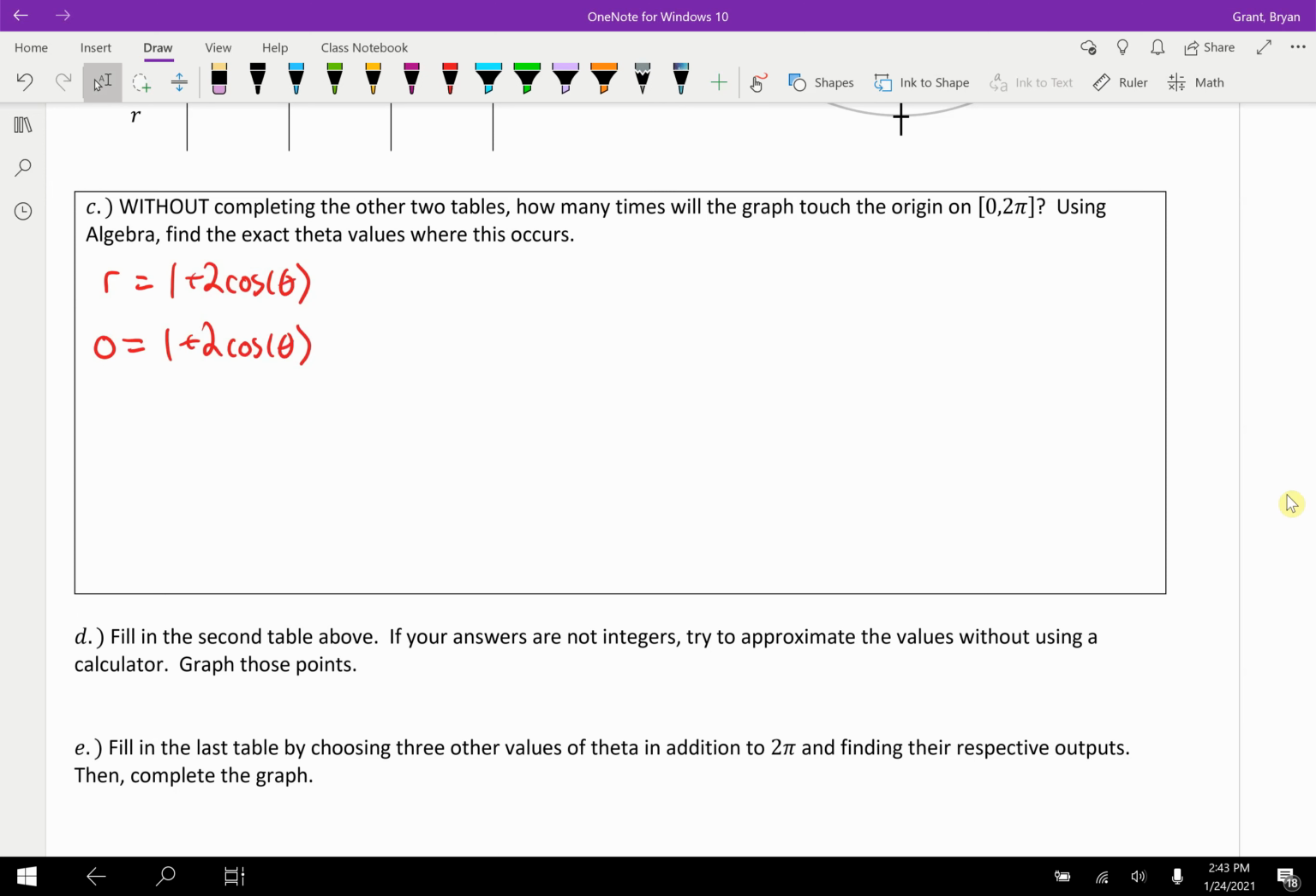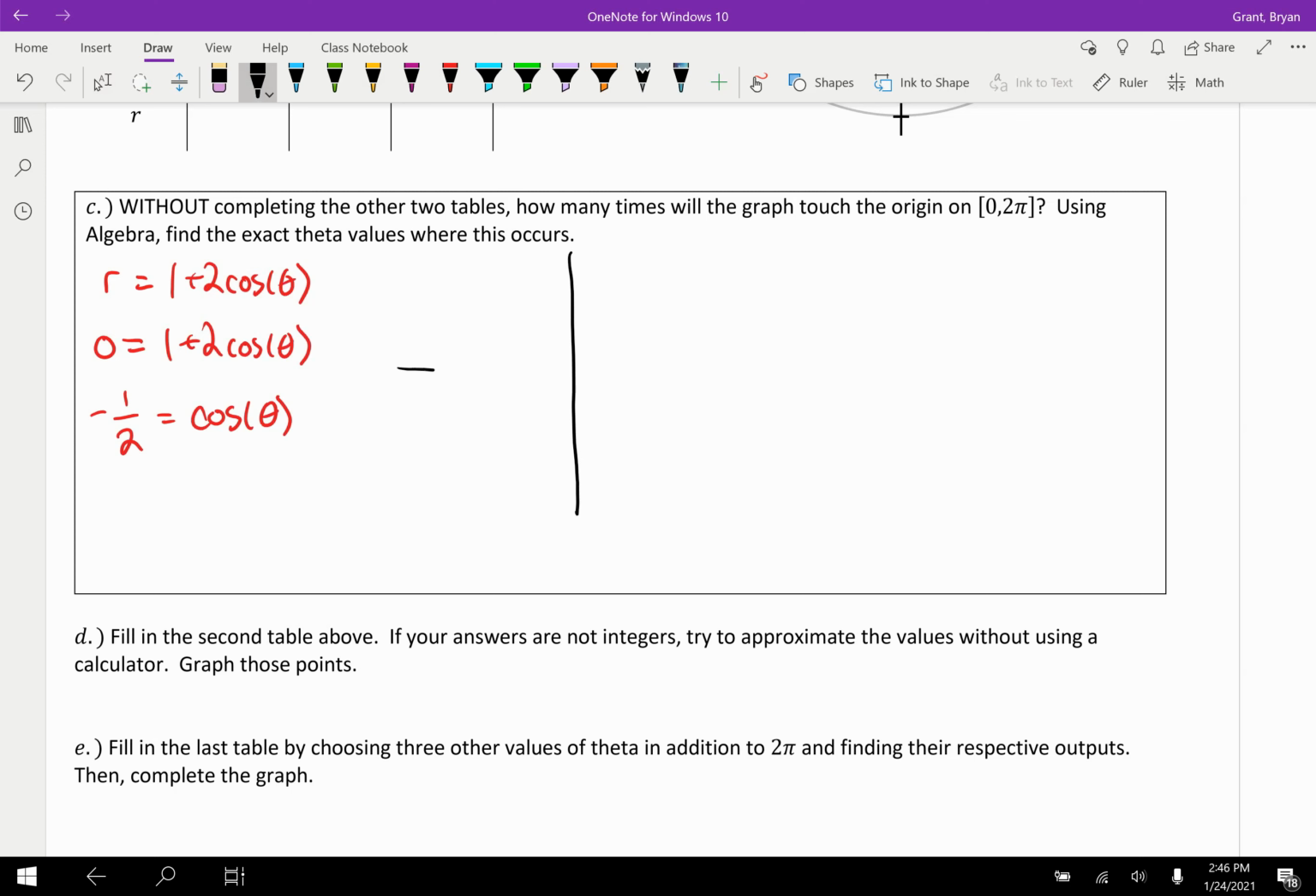Okay. As we solve, subtract 1, divide by 2, assume we can do that, and we find that cosine of theta equals -1/2. Don't forget that when you solve trig equations, we don't actually apply inverse cosine to both sides because that will only give us one answer. There are an infinite number of answers here. So we know cosine of theta equals -1/2 is going to occur twice.